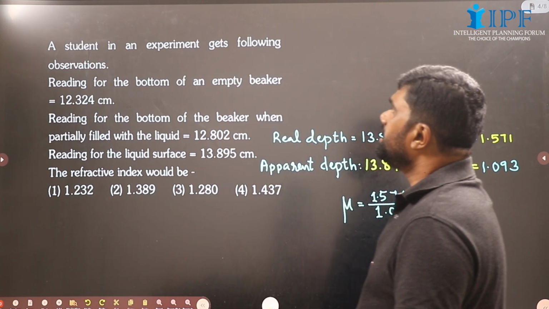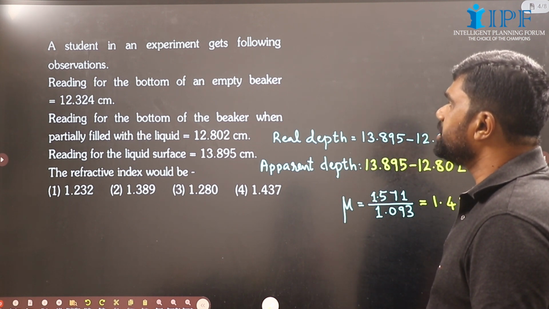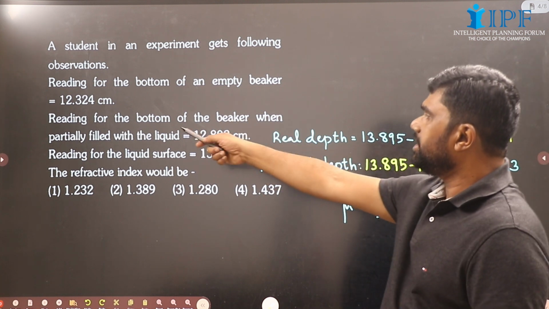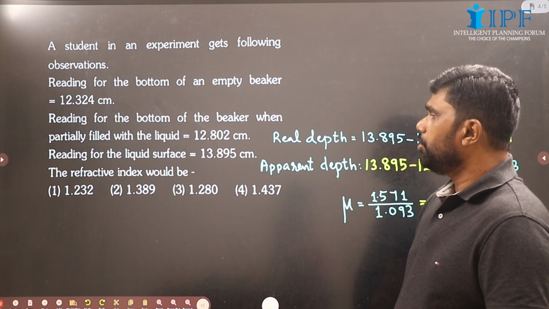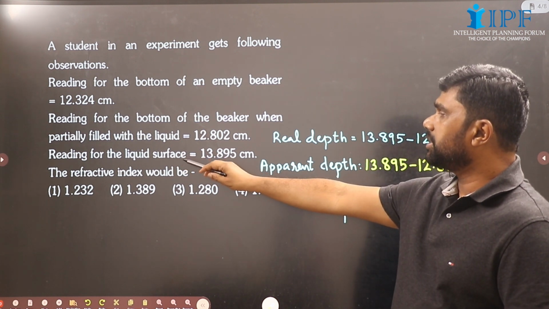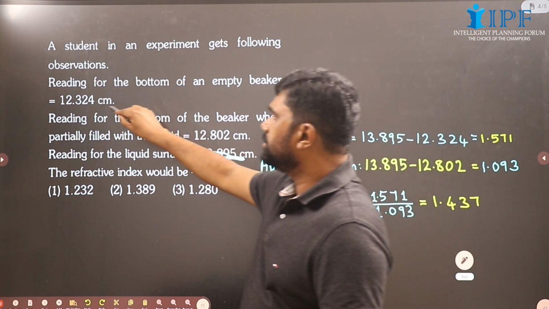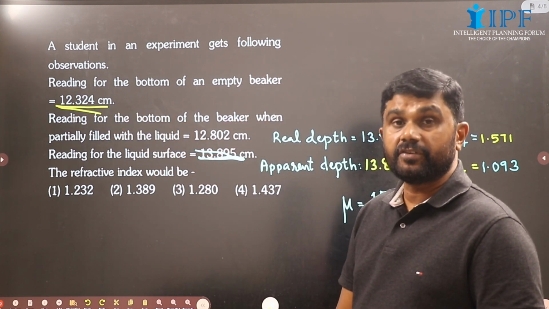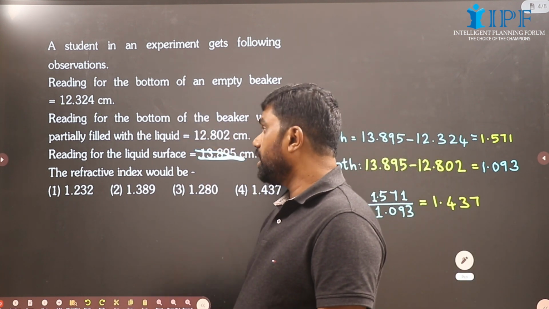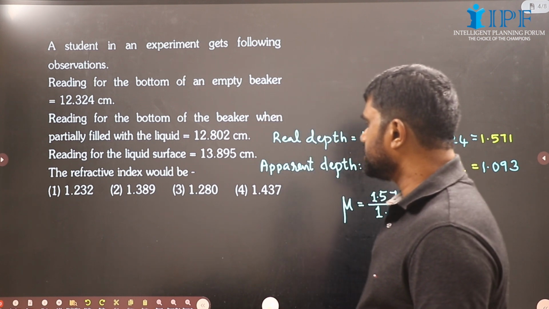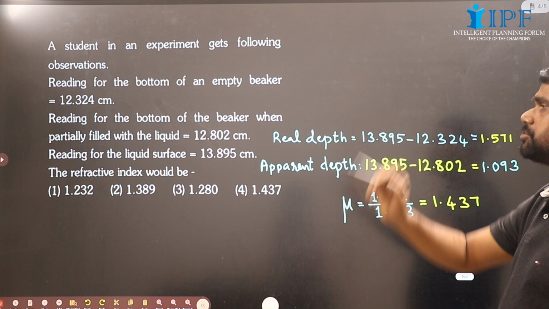A student in an experiment gets the following observations: reading for the bottom of an empty beaker, reading for the bottom of the beaker when partially filled with the liquid, and reading for the liquid surface. The difference of these two will give the actual depth, that means 13.895 minus 12.324 is the actual depth.